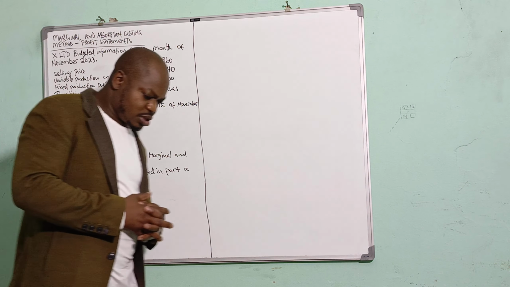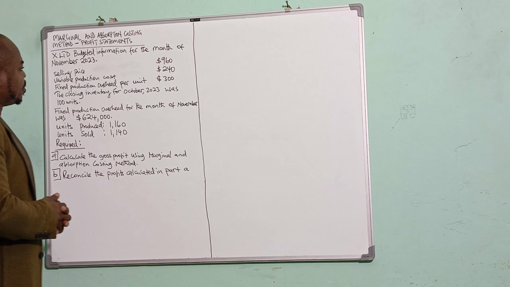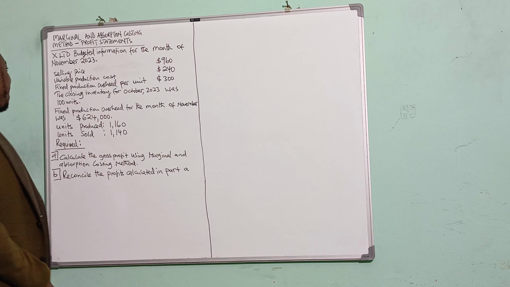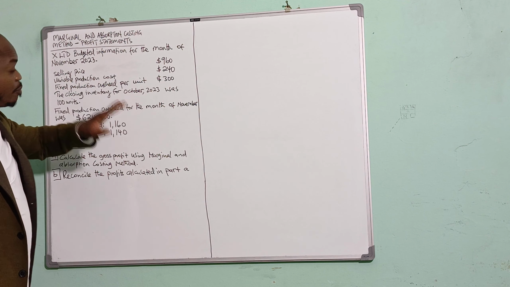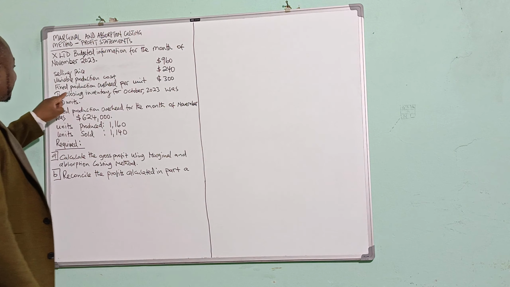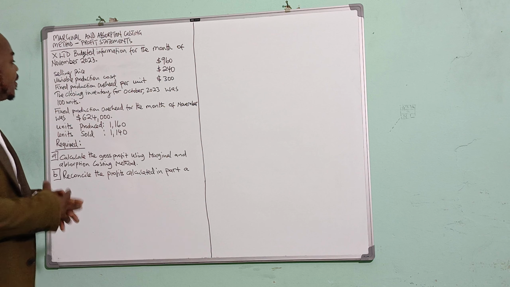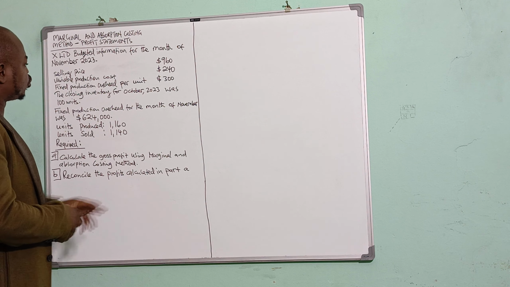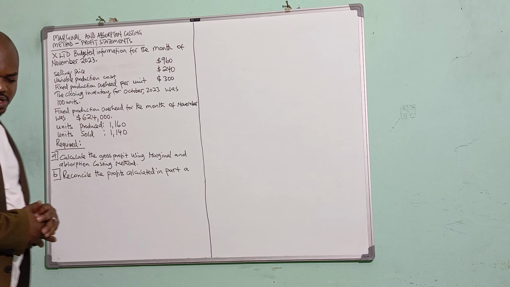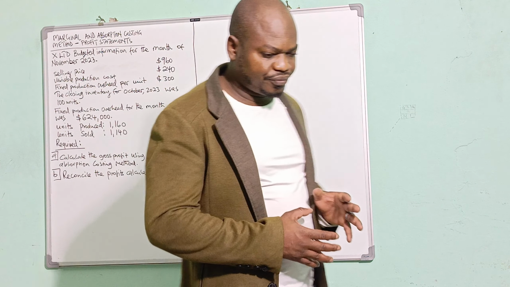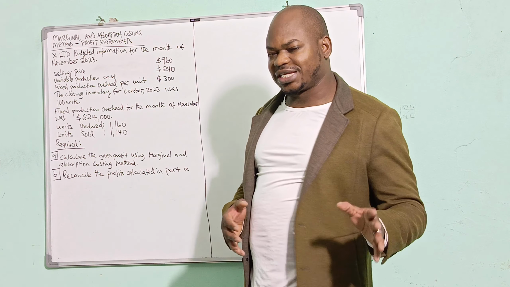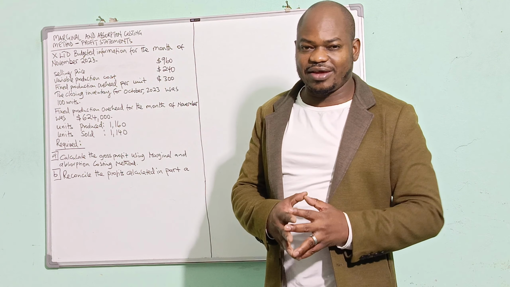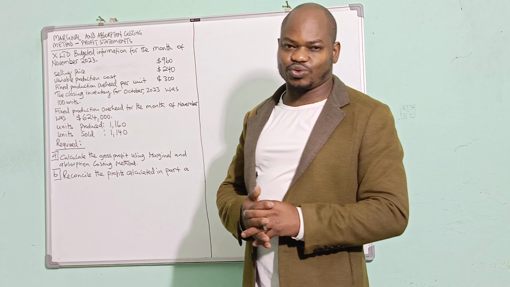Here we have an example. X Limited's budgeted information for the month of November 2023 is as follows. The selling price is $960. The variable production cost is $240. The fixed production overhead per unit is $300. The closing inventory for October 2023 was 100 units. So we are dealing with November 2023, and the closing inventory for October 2023 becomes the opening inventory for November 2023. Let's proceed.